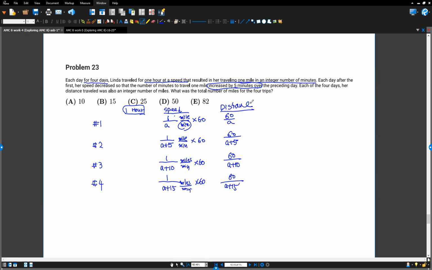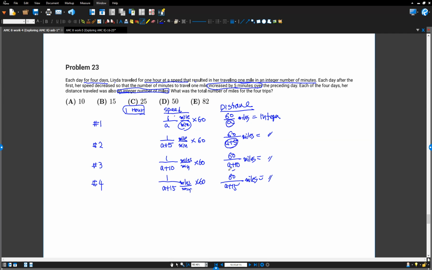The 1 hour travel distance is 60 over 8 miles. This is also 60 over 8 plus 5 miles, 60 over 8 plus 10 miles, and 60 over 8 plus 15 miles. But they said that all must be integers. Can you see that over here? The travel distance, traveled also at an integer number of miles. This is an integer, this is also an integer.